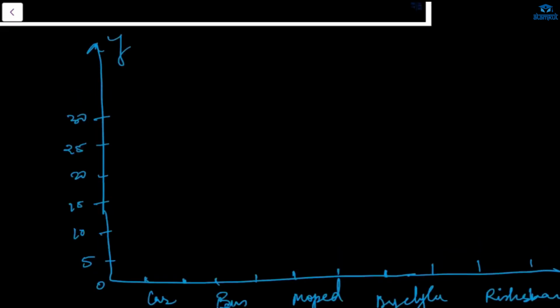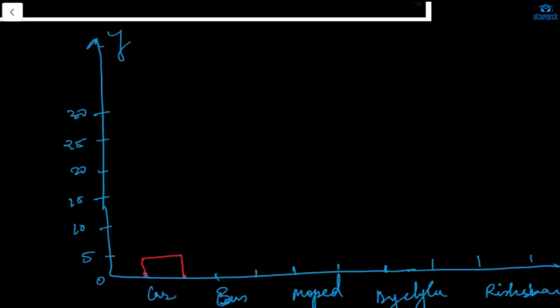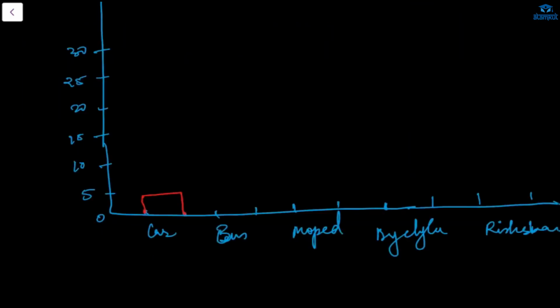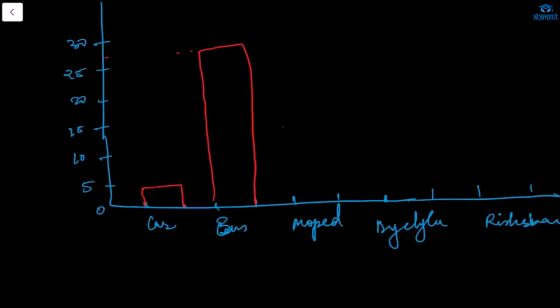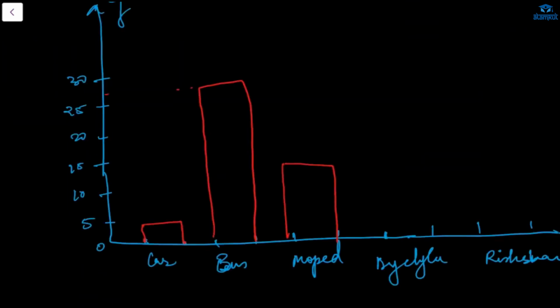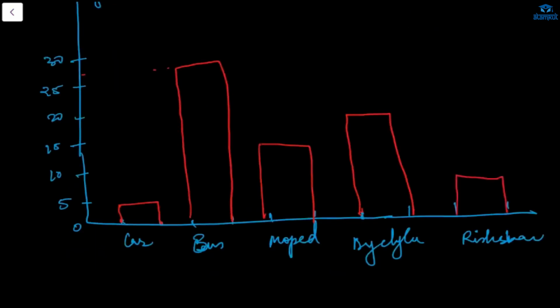Now, to represent the graph, car is 4, so it will be below. Then you have bus 27, so 27 will lie somewhere here. For moped it is 12, it will lie below. Bicycle 19, and rickshaw is 8. Now understood? You can write here 4, 27, 12, 19, and 8. So this is what a bar graph is.